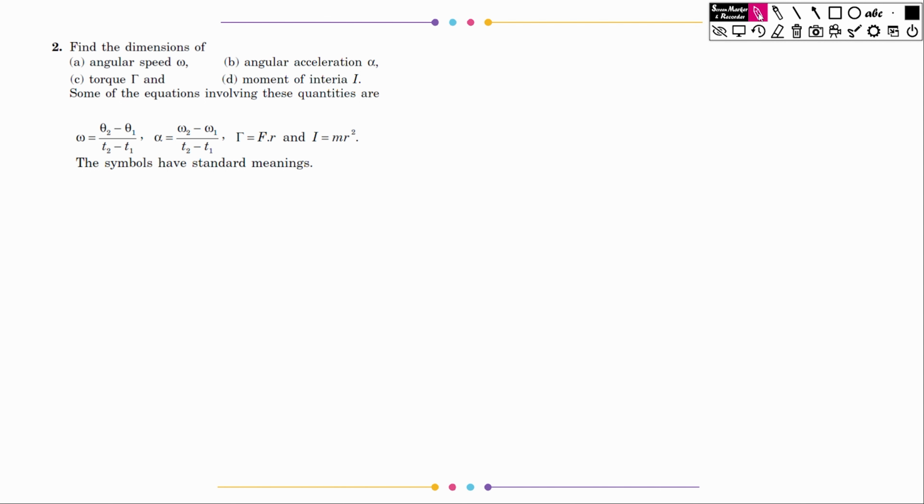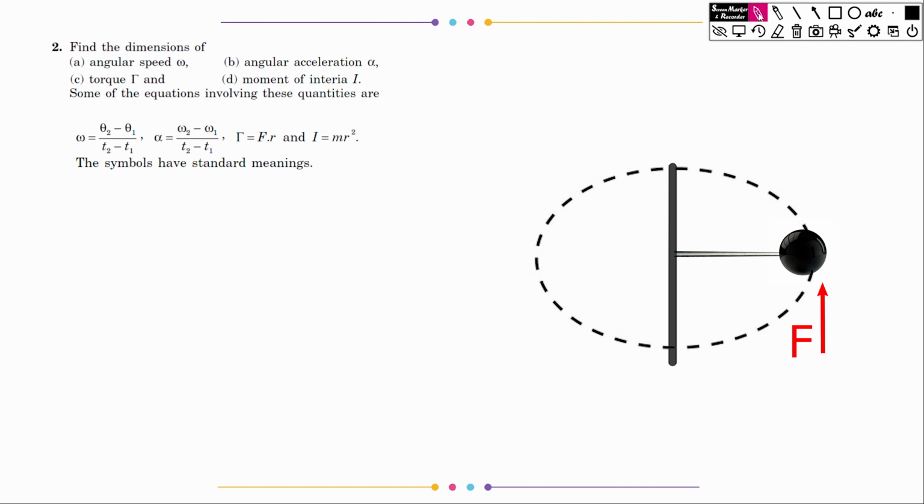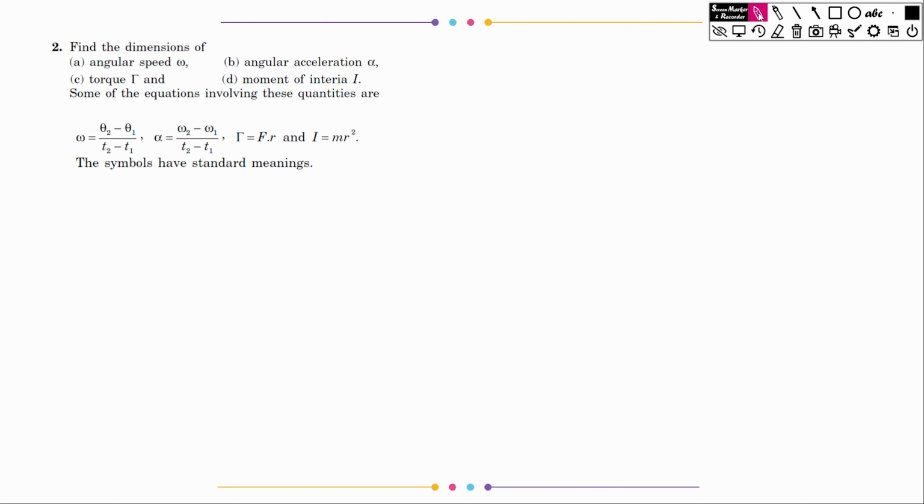Next is torque. Torque is the twisting force that causes rotation. Now let us look at the figure. A mass m is pivoted to the axis of rotation through a rod of length r. When a force F is applied, it starts rotating around the axis of rotation, making a circular path. Then torque can be written as tau is equal to r cross F.